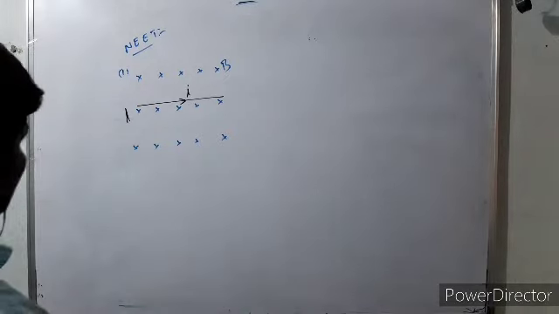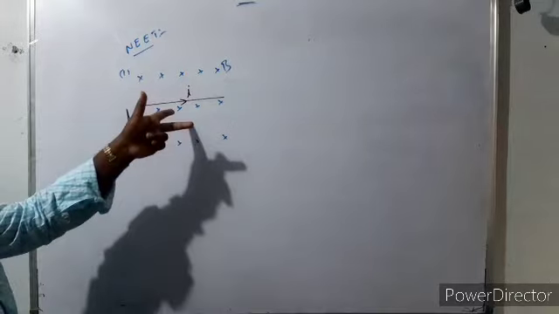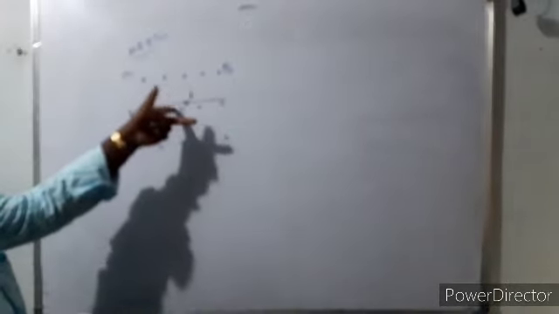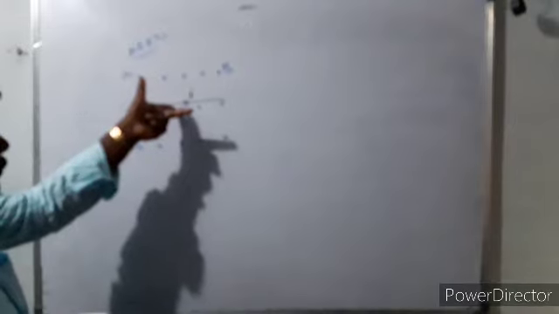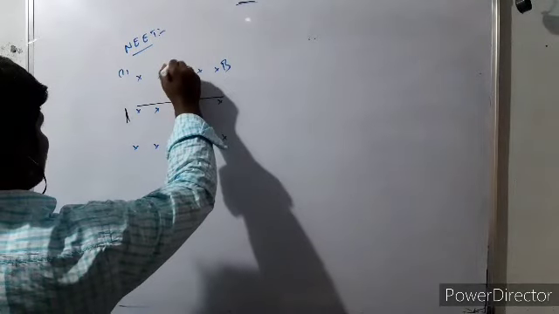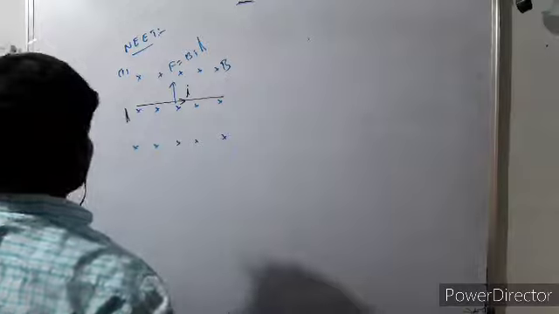Now the force on the conductor is given by, as usual, Fleming's left hand rule. For the direction of the magnetic field, put the forefinger. For the direction of current in the conductor, put the middle finger. Now the thumb gives the direction of the force. Here the force is directed upwards. This is the direction of the force on the conductor. What is that force? F is equal to BIL.